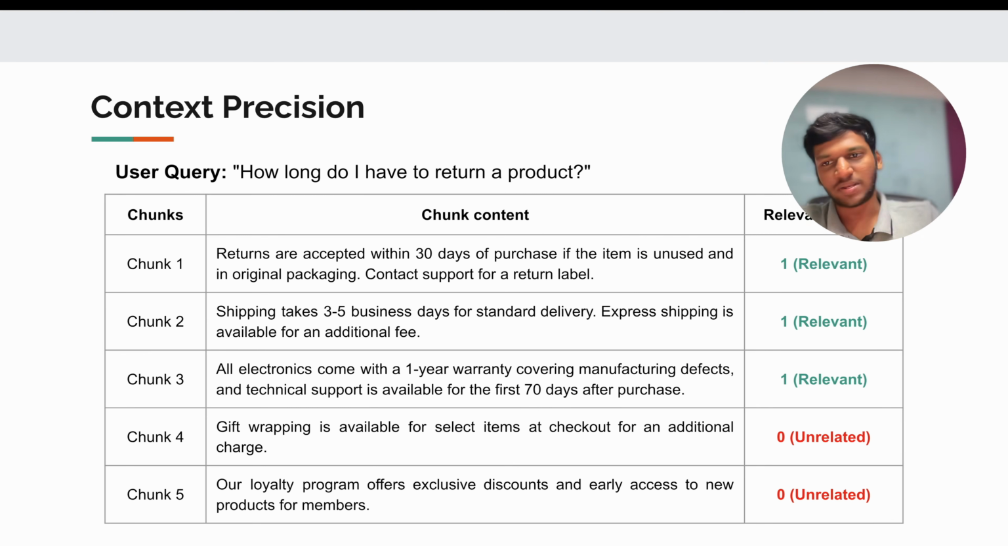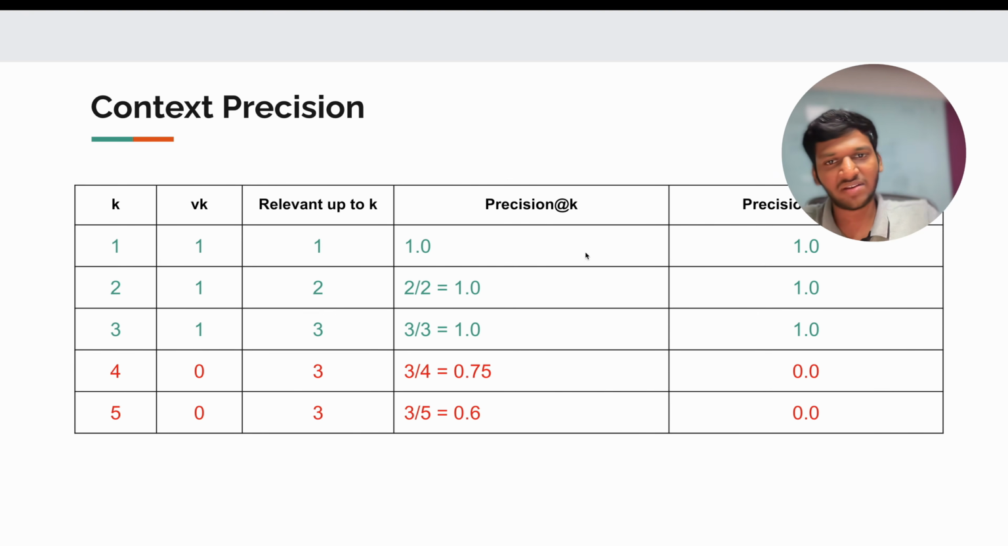Let's go with an example. The user query is, how long do I have to return a product? In that, 5 chunks were retrieved. In those 5 chunks, we have 3 relevant chunks and 2 irrelevant chunks. This is the information we have. Now I need to calculate context precision. How to do it? We need to calculate precision at k.